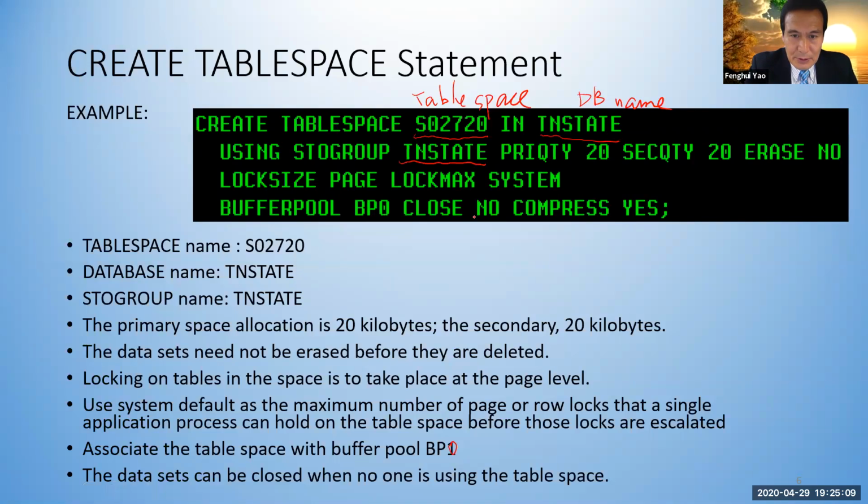So this is no, that means database cannot. If here is yes, then database can be closed when no one is used in the table space. And then compress equal to yes. All right, there are two mistakes here. Here is BP0 here, because close is no, that means the database cannot be closed when no one is using the table space.